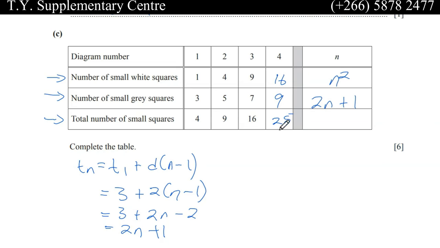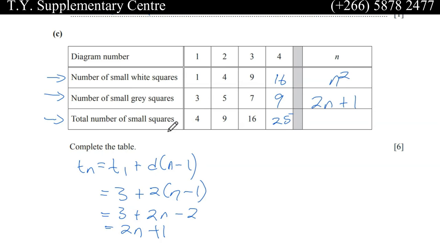So we'll write 25 here. So to get the nth term, or rather the total number of small squares for diagram n, since we already have the formula for the number of white squares in diagram n, which is n squared, and we also have the formula for the nth term for the number of small gray squares in diagram n, which is 2n plus 1.